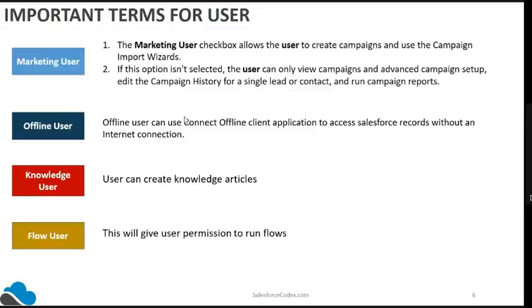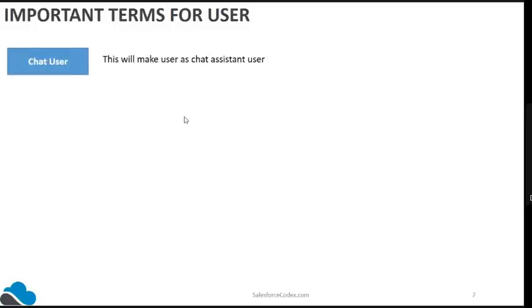Then we have a flow user. If we want the particular user to run a flow, then we have to enable this flow user setting in our user creation. After that, we have a chatter user.